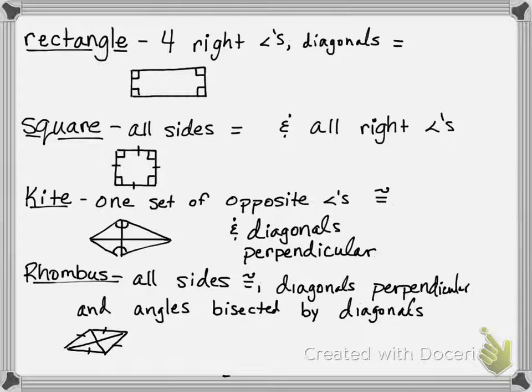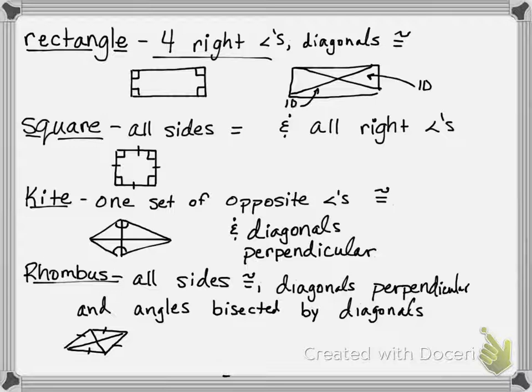Remember, in a rectangle, you have 4 right angles, and the diagonals are equal to each other, or congruent to each other. So those diagonals in the rectangle, if one is 15, the other one is 15. One could be 10 and the other could be 10 as well, or 15 and 15, or 20 and 20, whatever. We just know that the diagonals are equal to one another.